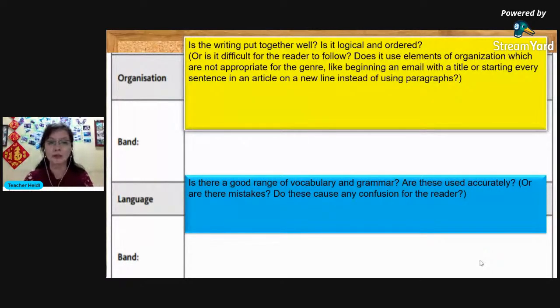And grammar, of course. Later on, teacher will show you all the different parts of grammar mistakes that students normally make. Are these used accurately? Yes. It is not just about using them, but you have to use them accurately. Or are they mistakes? Do these cause any confusion for the reader?